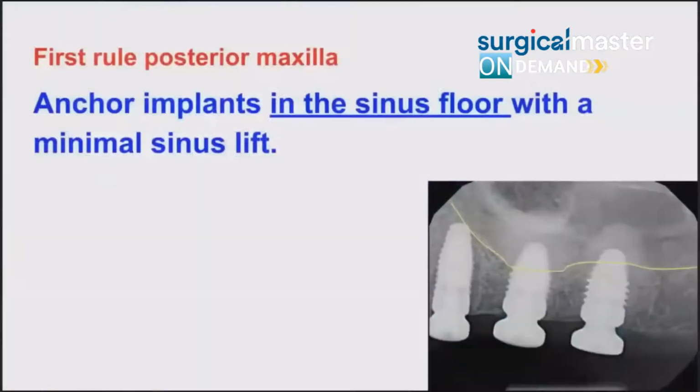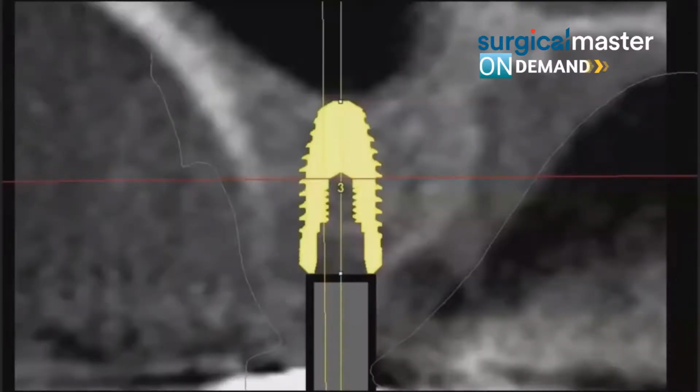So the first rule in the posterior maxilla, you want to anchor your implants in the sinus floor with a minimal sinus lift. Anchoring into the sinus floor is critical for the stability of the implants. The sinus floor is pure cortical bone. It's strong. It'll add to your stability, and the increased stability upon placement is going to increase the success rate.